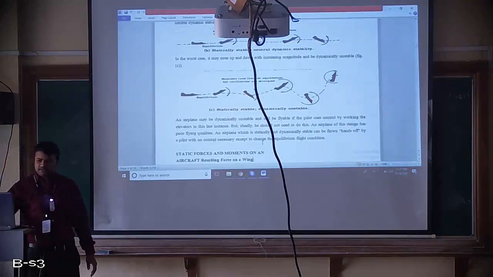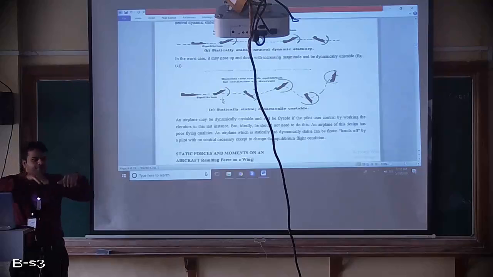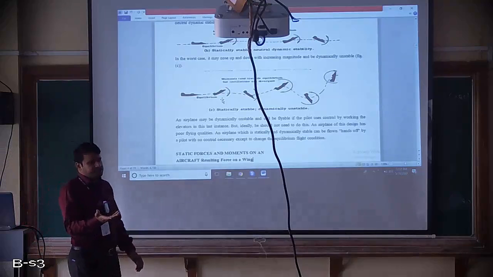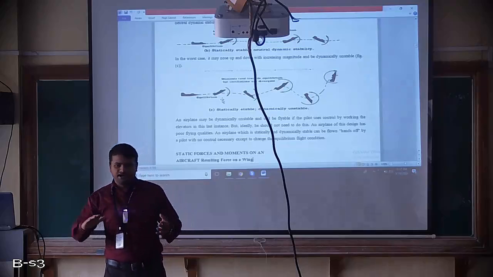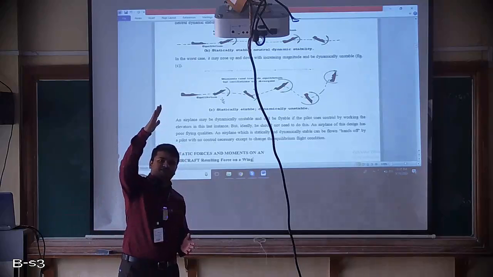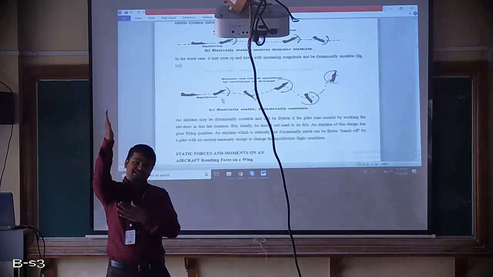So now in this condition we can say your aircraft is statically stable. It's trying to come back, but it is not happening. Why? Because it is dynamically unstable. Let us say your aircraft is getting disturbed and instead of flying like this, it is flying this way. But due to the static stability condition, since it is statically stable, it is trying to come back.